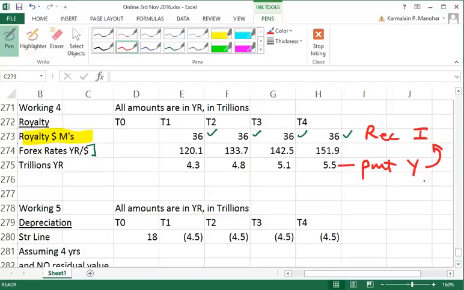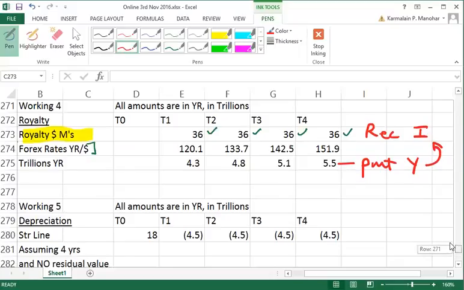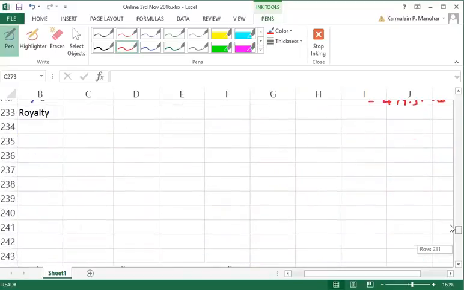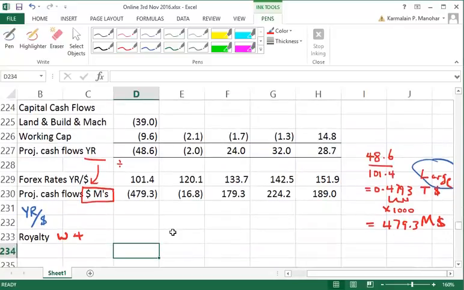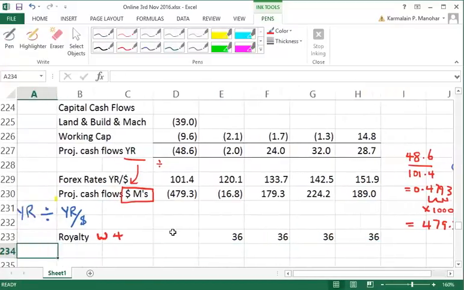Is everybody okay with that line? So any dollar payments that move from one country to the next, we now have to account for right here. So royalty from looking for, that would have been 36. Not in T0, but in all of the other areas. 36, 36, 36, 36. What else?